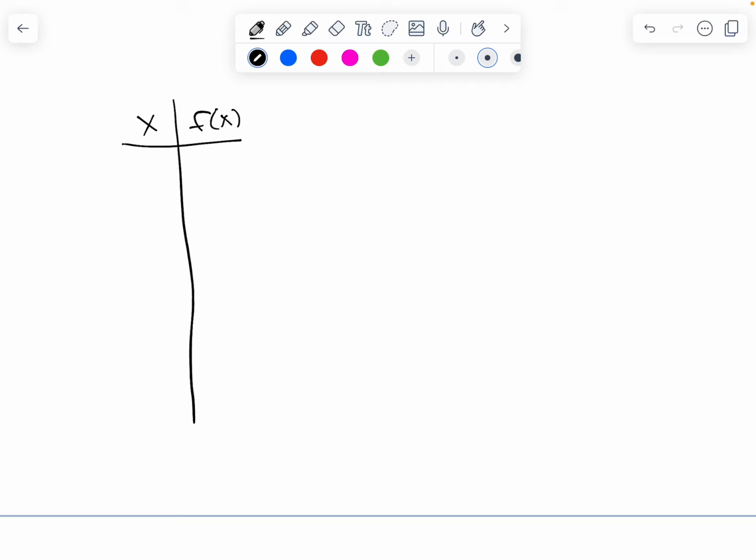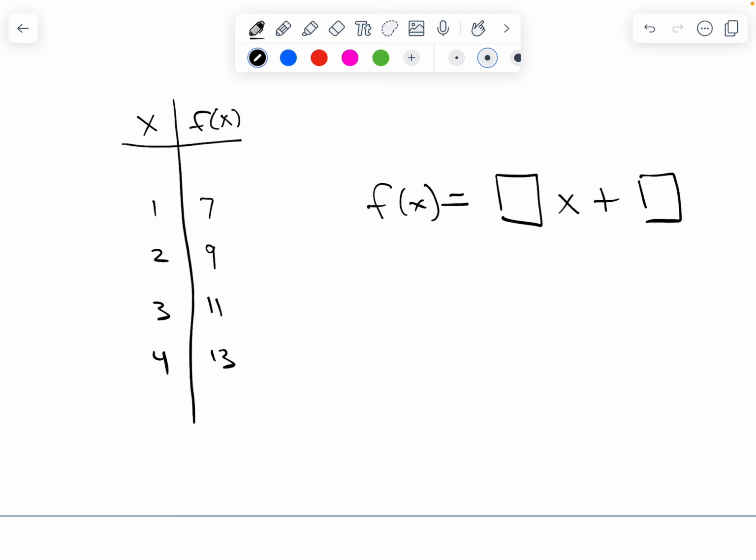Let's say you have something like this. 1, 2, 3, 4 and 7, 9, 11, 13. Then to write the equation for something linear, you have f of x, which really just means y, equals something times x plus something. Now what goes in this box is the common difference. And what goes in this box right here is the 0th term.